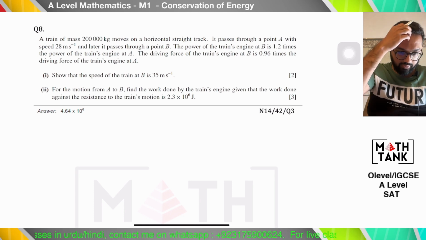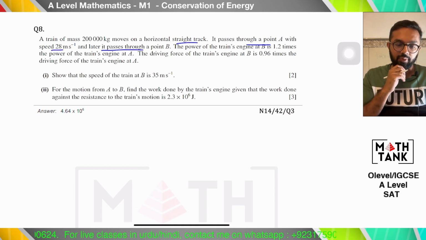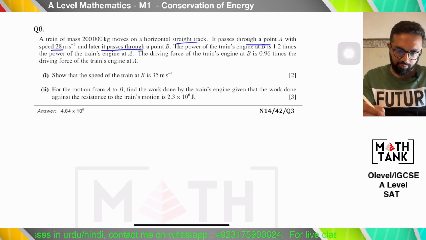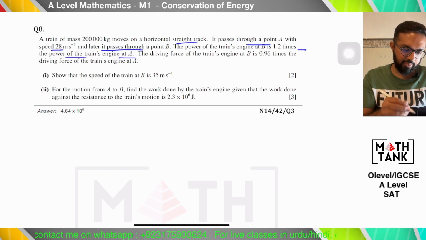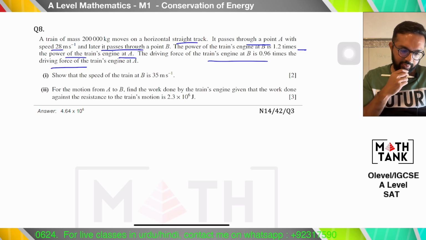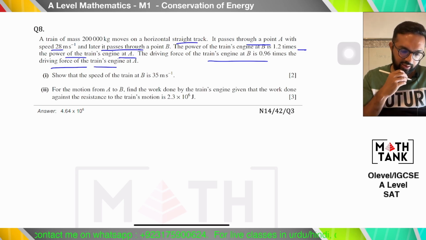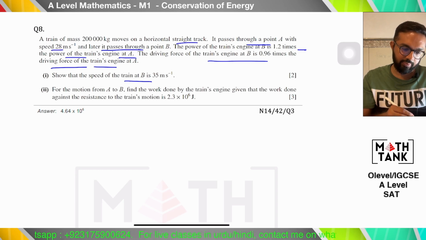Okay, a train of mass 20,000 kgs moves along a straight horizontal road, passes the point A with this speed, and then later it passes the point B. The power of the train's engine at B is 1.2 times the power of the train's engine at A. The driving force of the train's engine at B is 0.96 times the driving force at A. Show that the speed of the train at B is 35 meters per second.